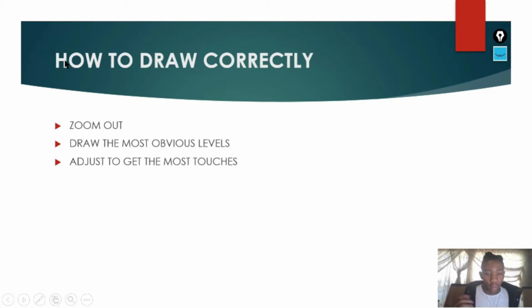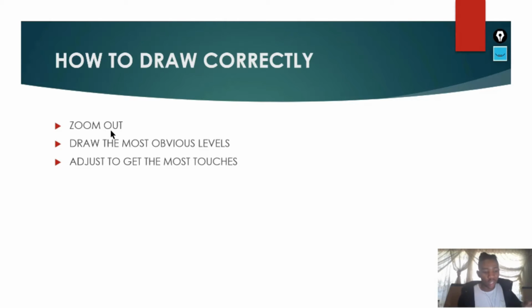Now I'm going to help you draw your trend lines correctly, not only trend lines but support and resistance, because when they're properly executed, they can help ensure that you get profitable trades. What you need to do first is zoom out and see the overall picture. You also need to draw out the most obvious levels. Some levels are too obvious, I'm going to show you, and you need to adjust to the most touches. The reason is, when we have the most touches, that becomes a stronger level.